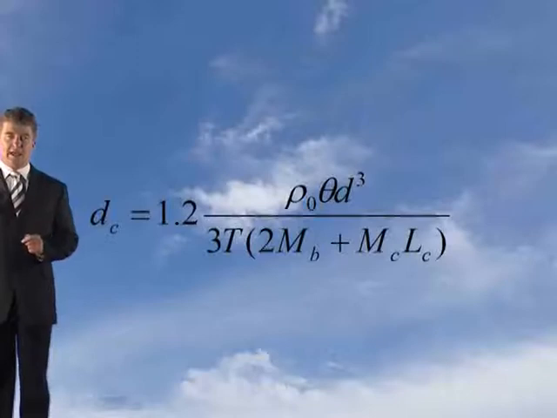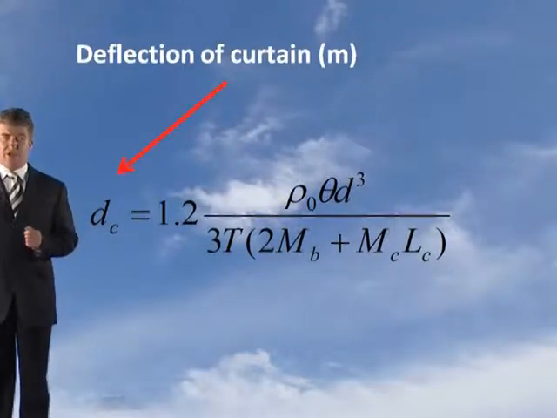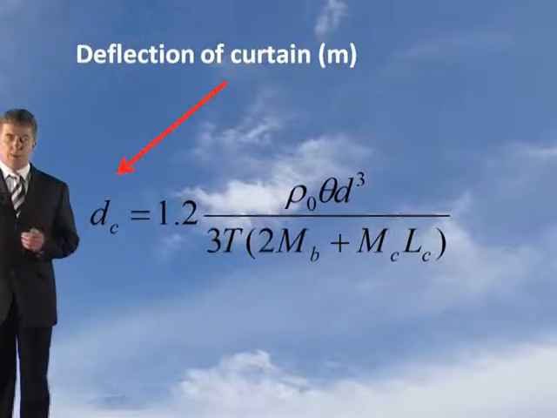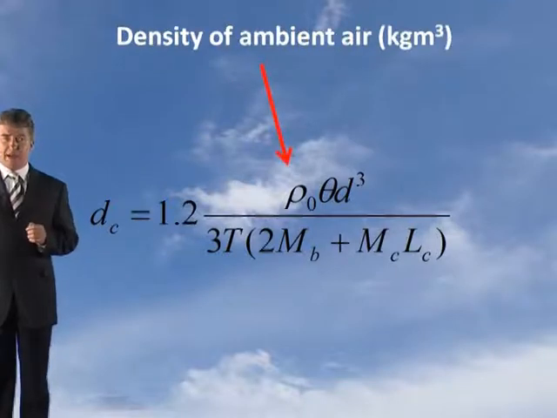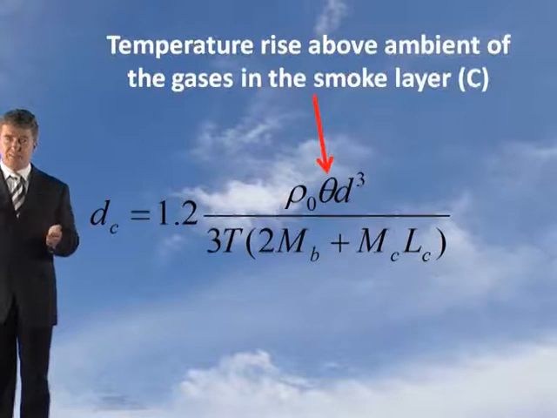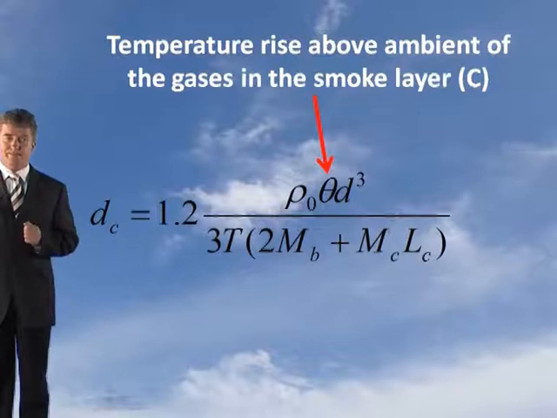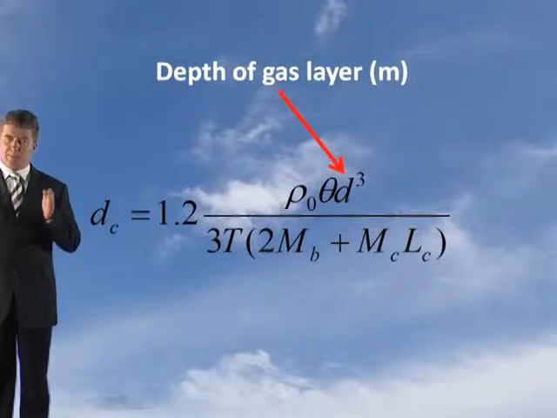Now, how do you determine the deflection of the curtain? Well, to determine that, you use the following formula. This is the formula here. First of all, you've got DC, which is the deflection of the curtain in metres, equals 1.2 times, first of all, you've got the density of the ambient air, which is in kilograms per metre cubed. You've got theta, which is the temperature rise above ambient of the gases in the smoke layer. And you've got d to the power of 3, d cubed, which is the depth of the gas layer.